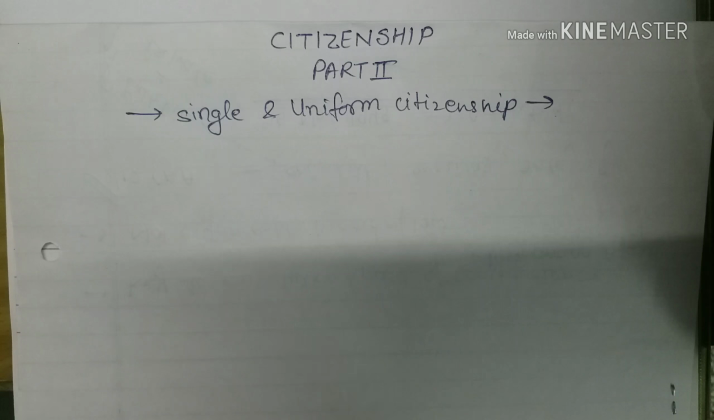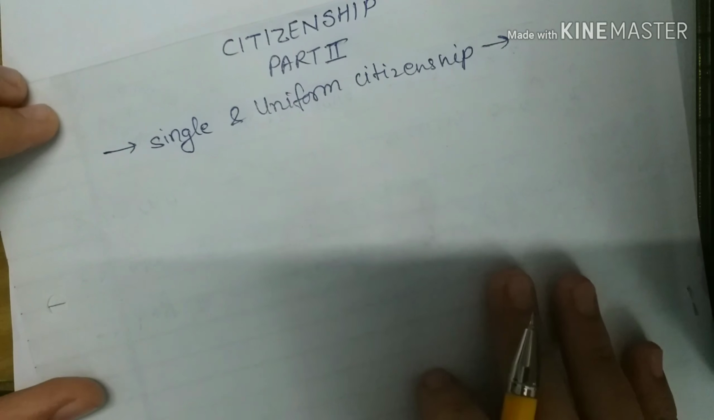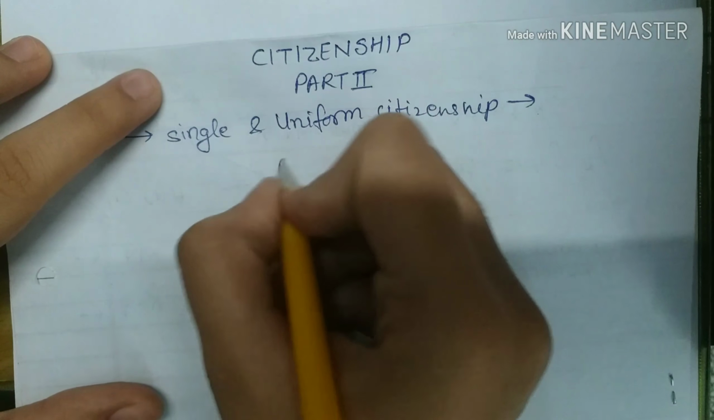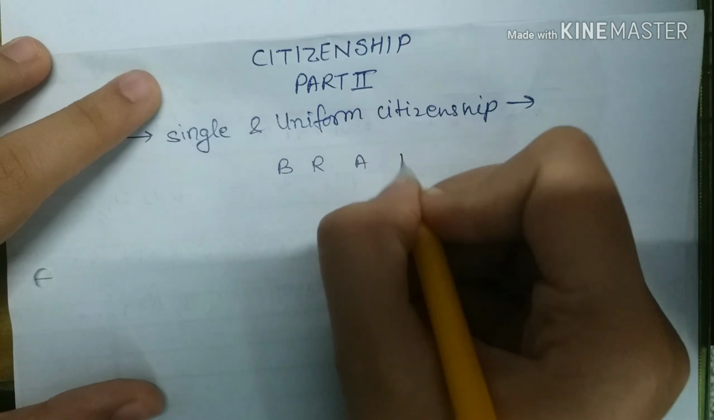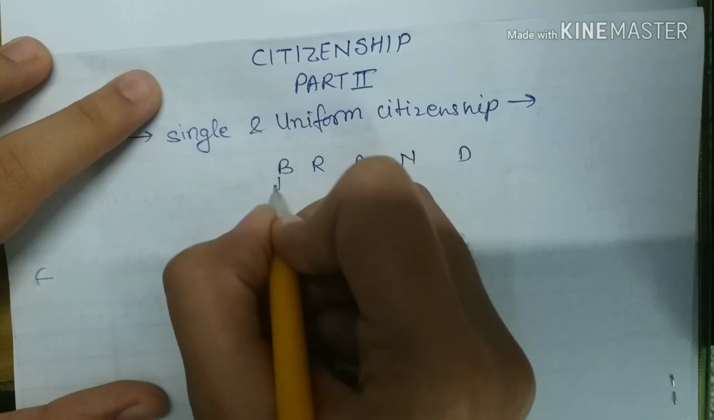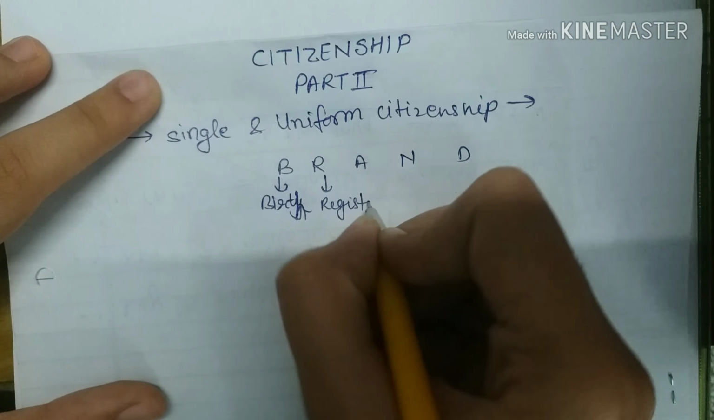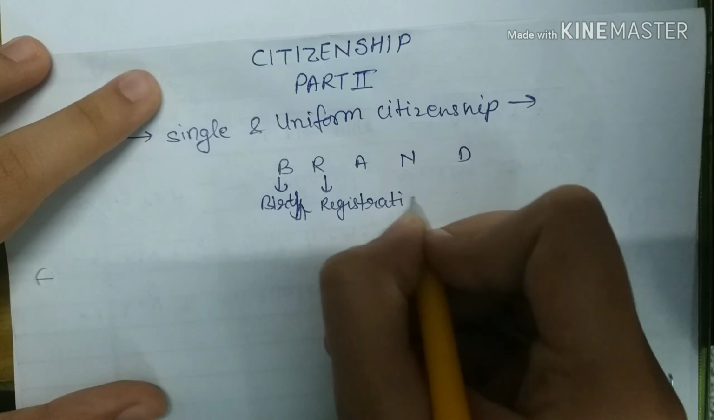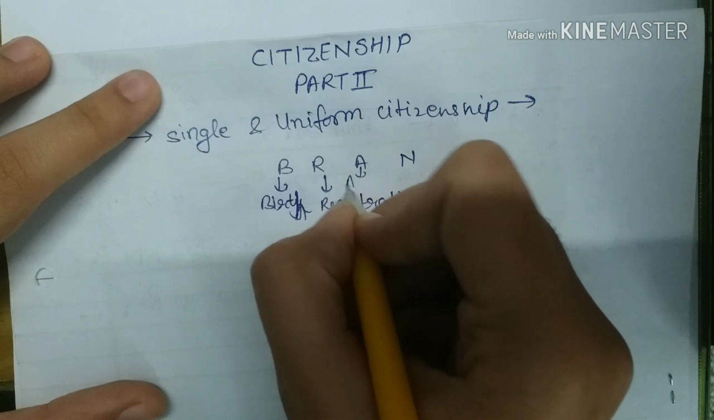So, the next point is how can we acquire citizenship in India? There is an acronym to learn that, and that is BRAND. That is by birth, by registration, by acquisition, naturalization, and D is descent.